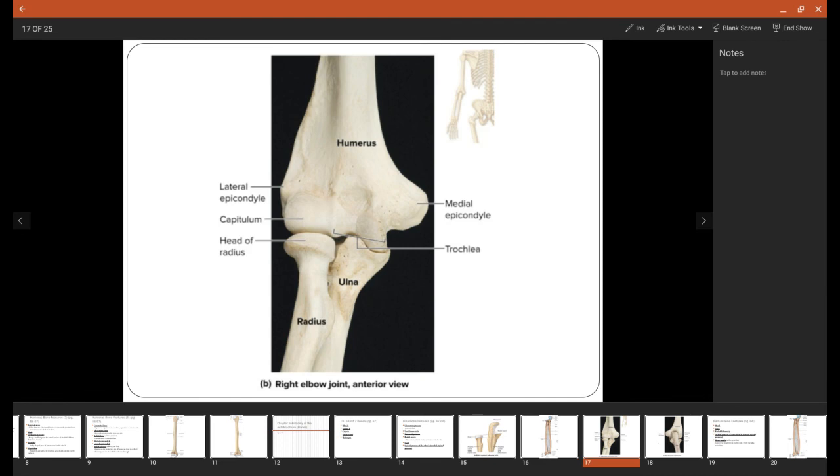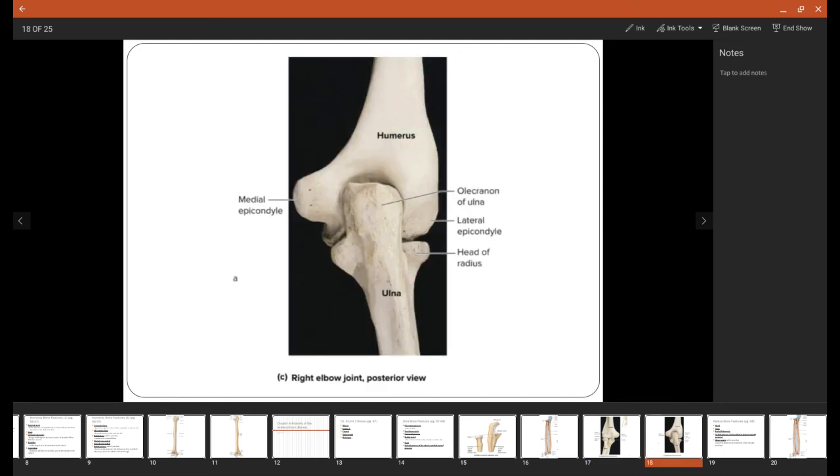This is a cool picture just showing you how the antebrachial bones connect or articulate to the humerus. You can see the ulna's trochlear notch is just going to be taken up by the trochlea. It's going to surround it and allow it to pivot back and forth. And the head of the radius is going to sit on the capitulum. Looking at the posterior view of this, we can see how the olecranon, or the tip of the elbow, is going to actually sit in that olecranon fossa of the humerus.